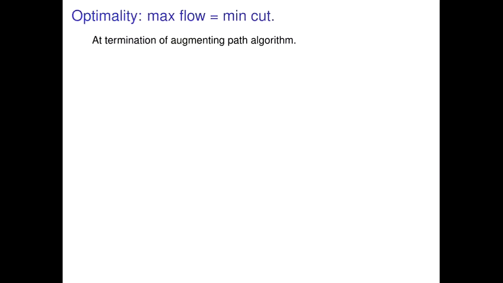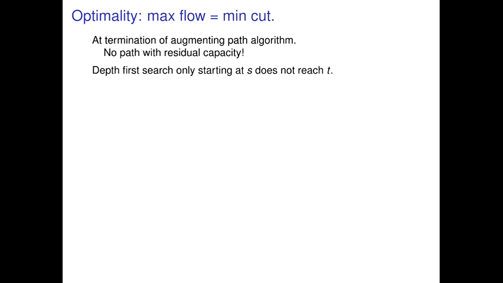Okay. So now finally we want to say that there's no path. At termination, when do we stop? We keep routing a path as long as we can until we get stuck, meaning that there's no path from S to T. You just keep routing. You find a path in the residual network, you augment along it, you find a path in the residual network, you augment along it, until there's no path with residual capacity. So what does that say? Depth first search starting at S does not reach T. That's what you're saying.